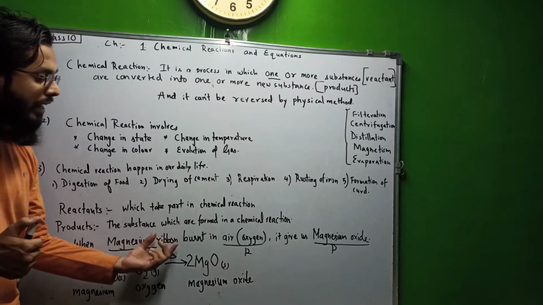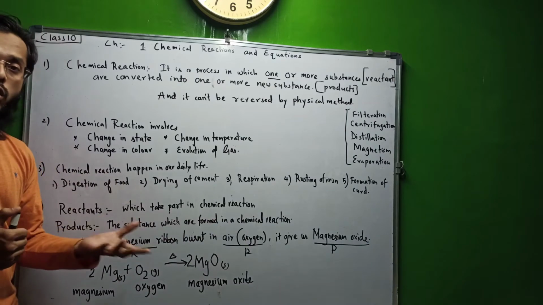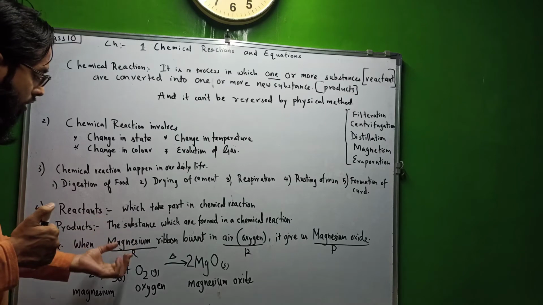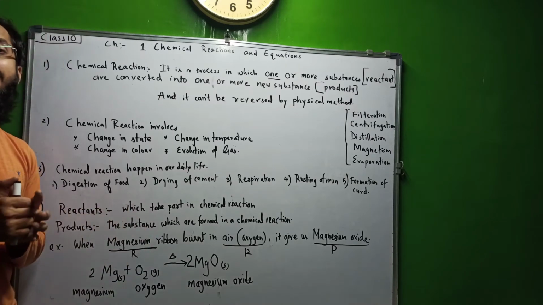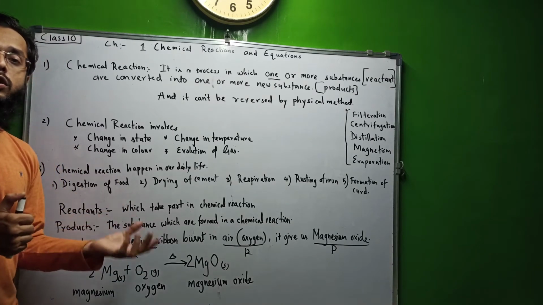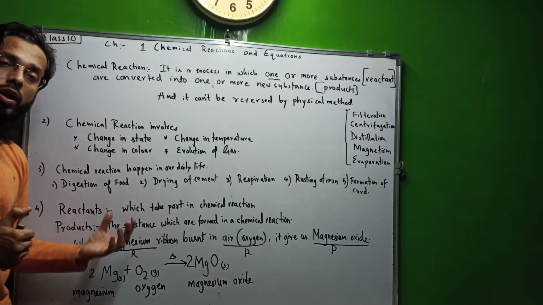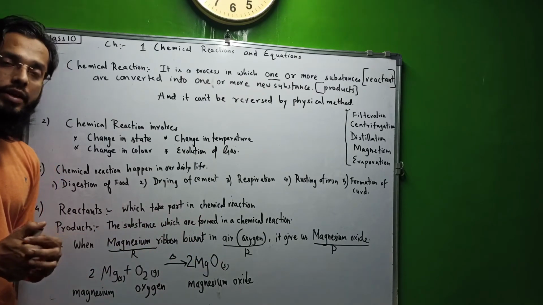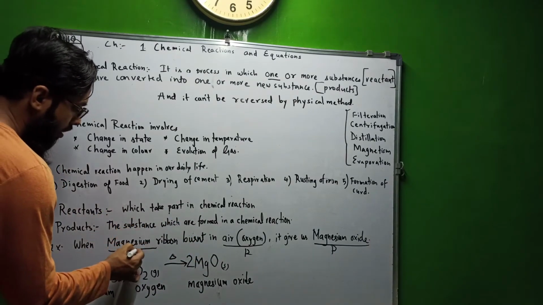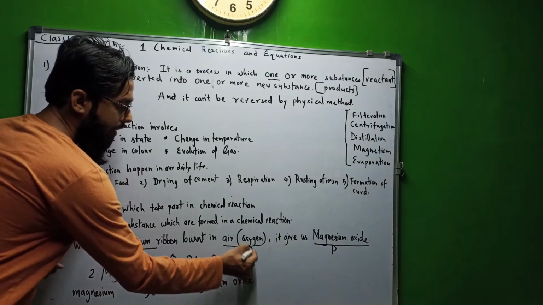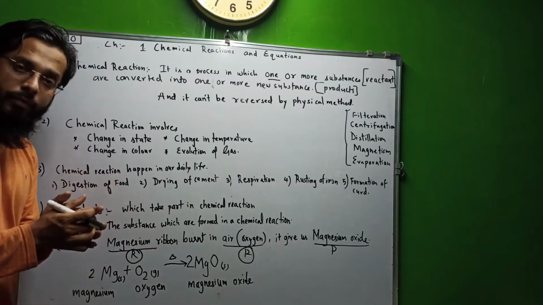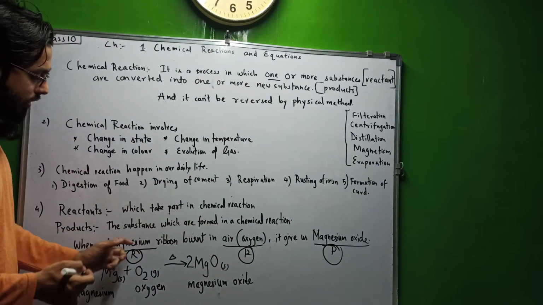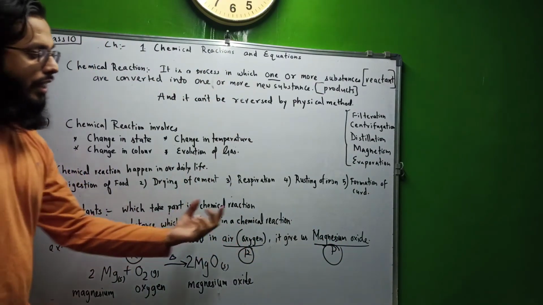For example, magnesium ribbon. If you burn magnesium ribbon in air, that is oxygen, you will get magnesium oxide, and in this reaction you will see a dazzling white flame because of the formation of magnesium oxide. Now magnesium is burning in oxygen, so magnesium and air are reactants. Now they are combining and forming a product, magnesium oxide. So these are reactants and this is a product.